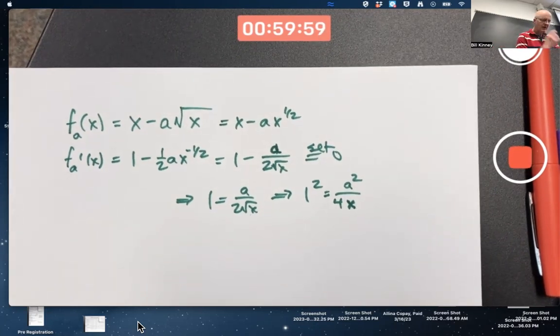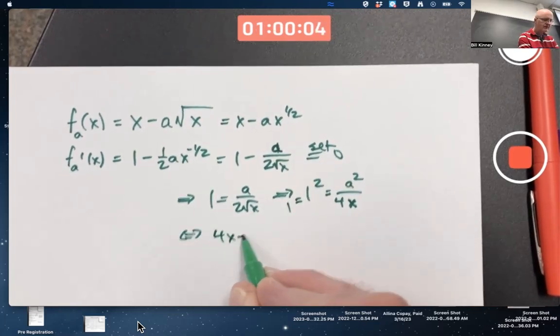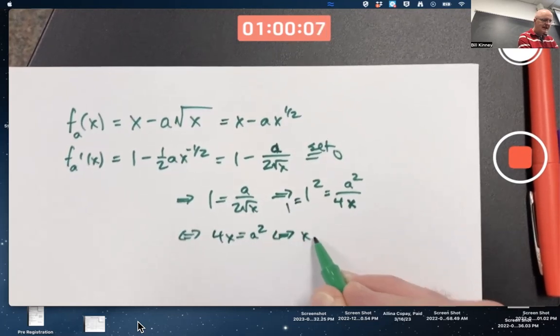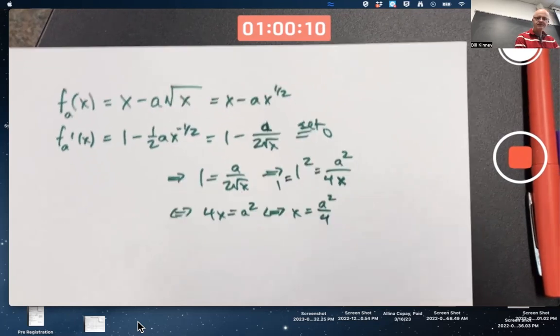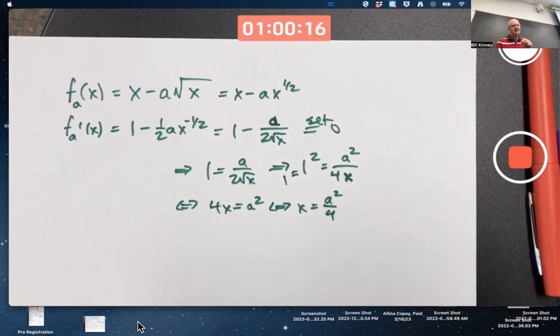So I squared both sides here, solve for x, 1 squared equals 1. Cross multiply, this means 4x equals a squared. So x is a squared divided by 4. I am thinking ultimately here about positive values of a, but I could think about this with negative values of a too. This is the x coordinate for any fixed value of a of the critical point. And right away I can see that if a increased, the fact that this critical point is a squared over 4 would mean as a increases through positive values, this critical point has got to move to the right.